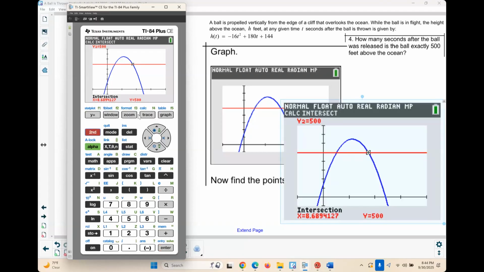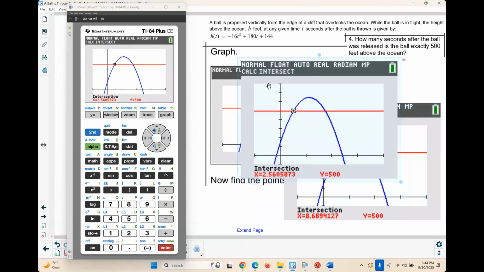And if I want the other one, I'll do the intersect again. First curve blue, second one red. And my guess will be more like maybe 2. I'll guess 2. And my closest one to 2 is 2.5 seconds.